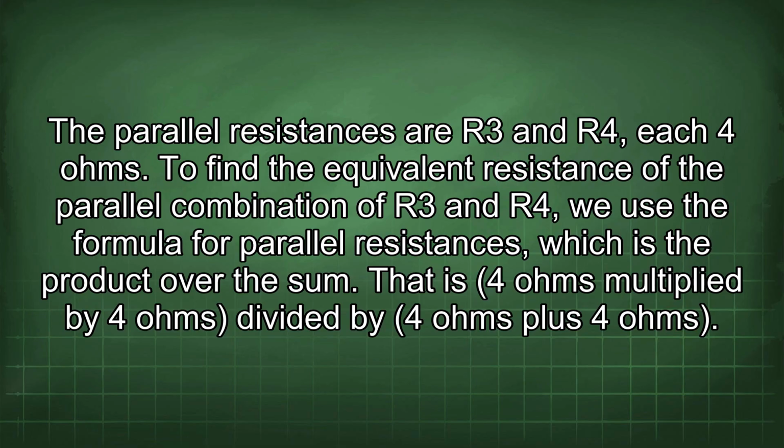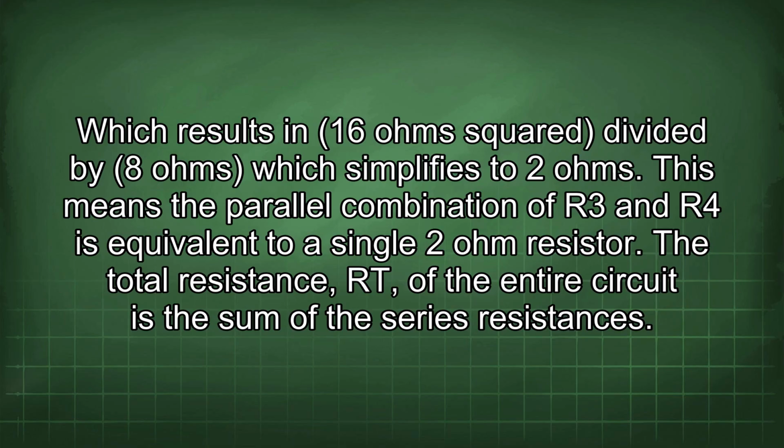To find the equivalent resistance of the parallel combination of R3 and R4, we use the formula for parallel resistances, which is the product over the sum. That is 4 ohms multiplied by 4 ohms divided by 4 ohms plus 4 ohms, which results in 16 ohms squared divided by 8 ohms, which simplifies to 2 ohms. This means the parallel combination of R3 and R4 is equivalent to a single 2 ohm resistor.